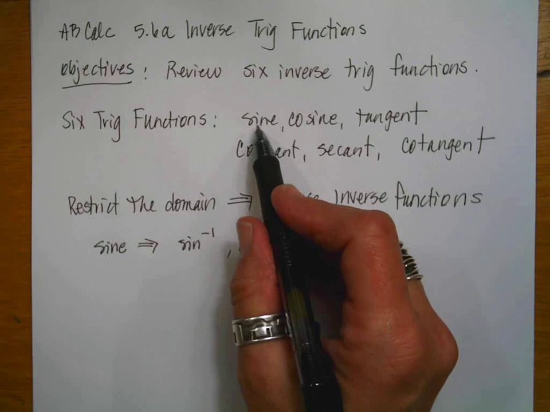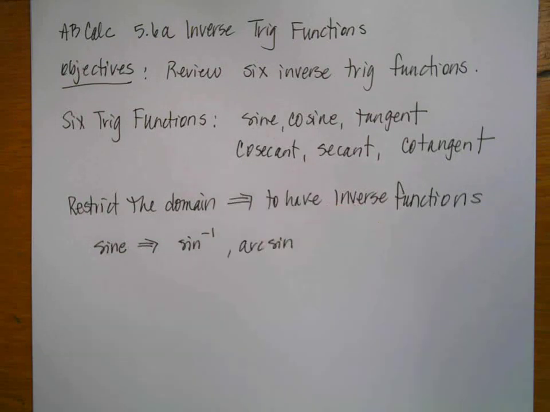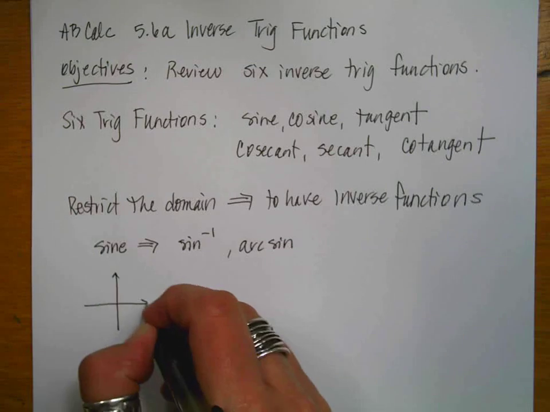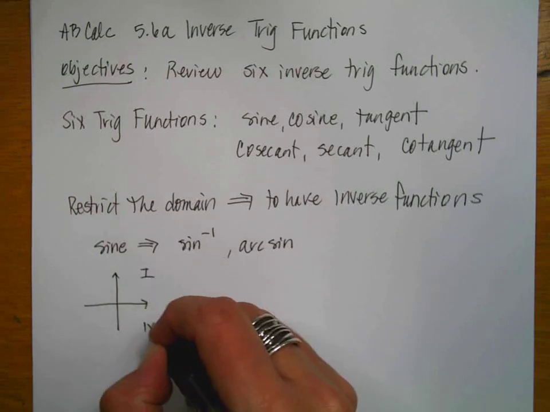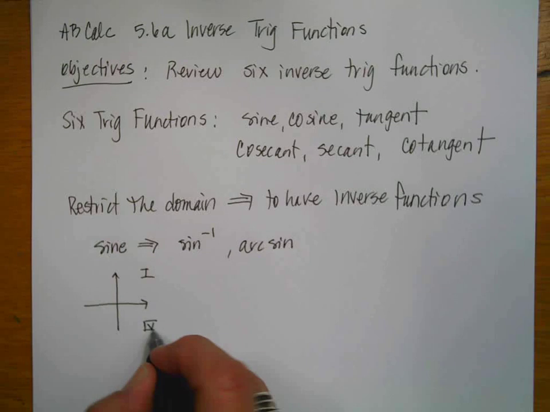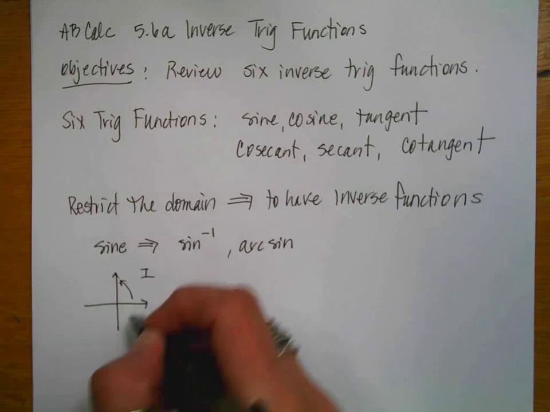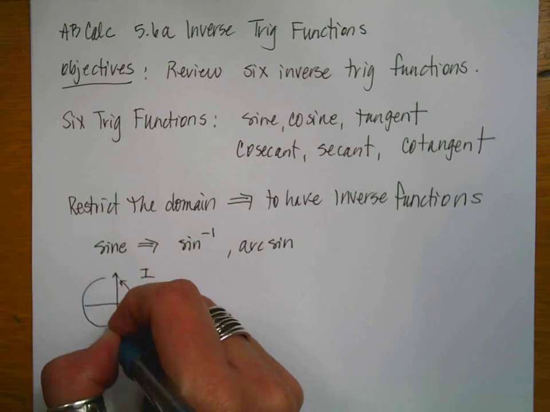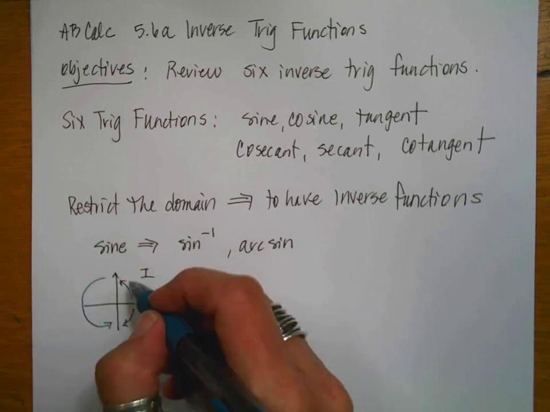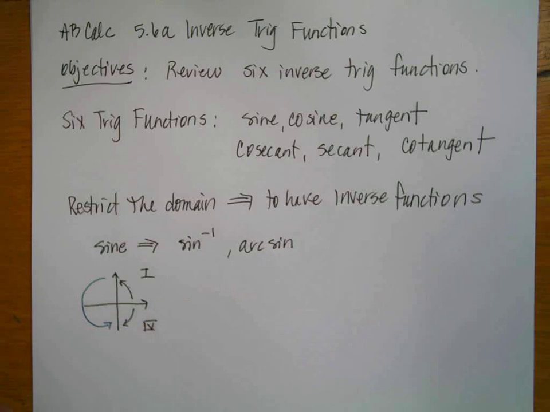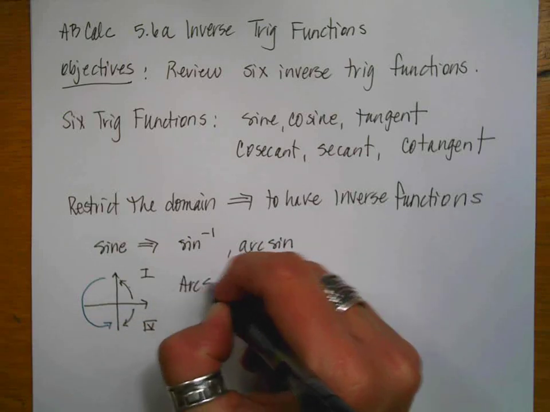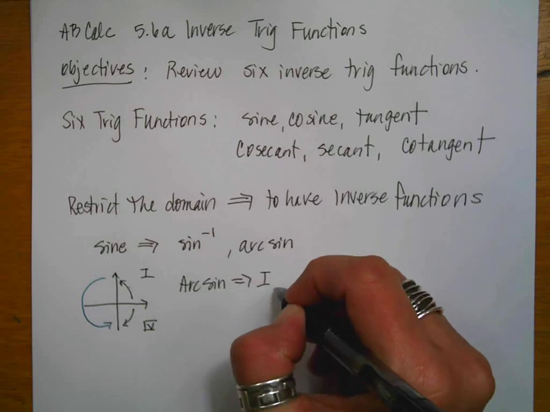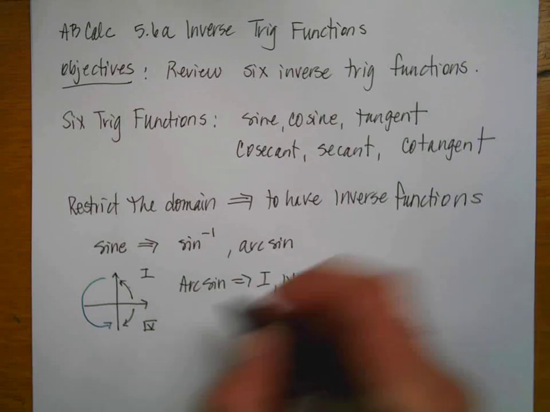So if I restrict the domain of sine, that means that I'm going to restrict it to the first and fourth quadrants. Remember that the rotation is either this direction or this direction. You cannot go all the way around. So it's only the first and the fourth quadrants. So arc sine is restricted to quadrants 1 and 4.